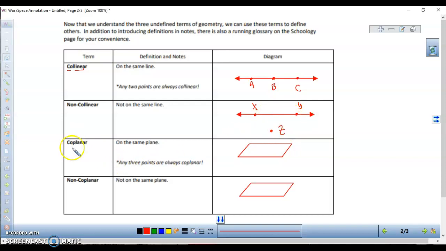Coplanar. Think about this word again. Co means same, planar, plane, on the same plane. So if I put 3 points, how about A, B, and C, those 3 points are all on that plane that's drawn, so they are coplanar. And here it says any 3 points are always coplanar. And the reason for that is you've got to really think three-dimensionally. Maybe I'll try to show you a demonstration in class on my web camera.